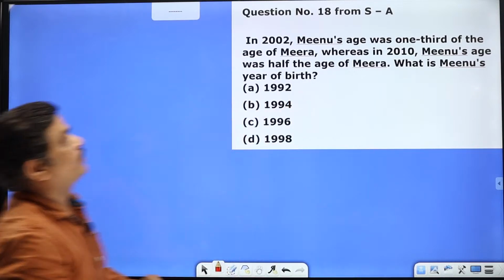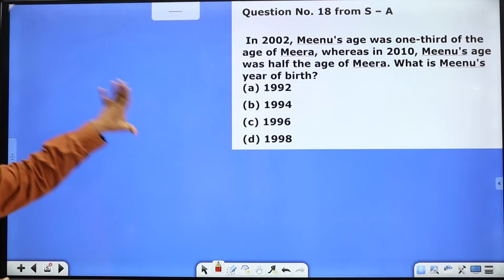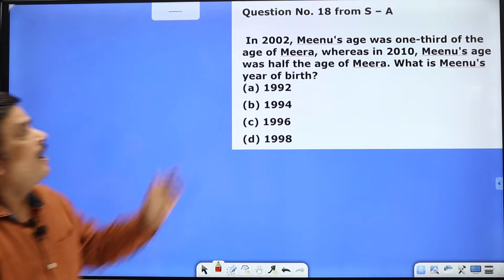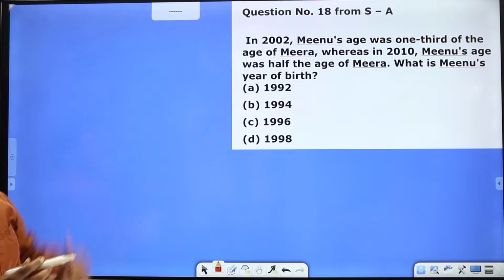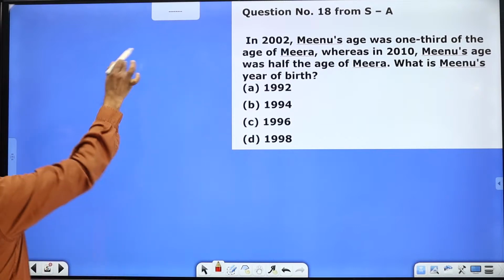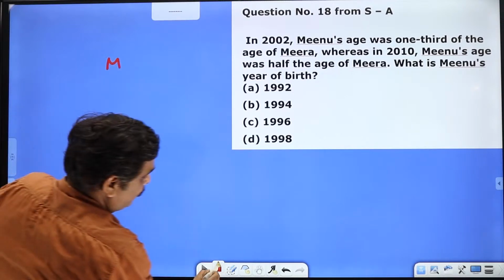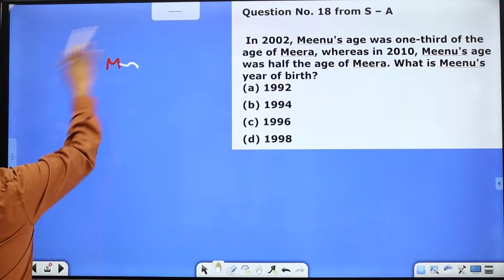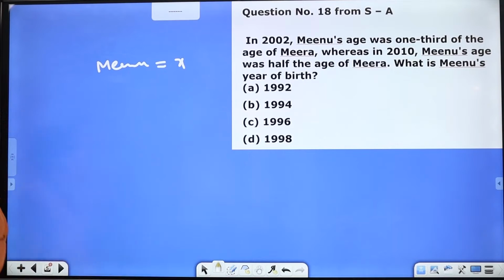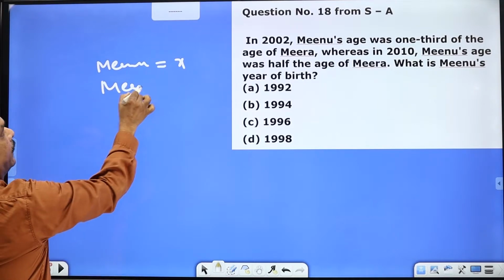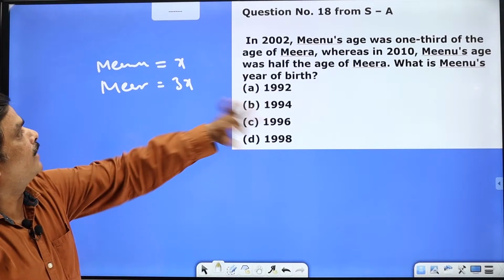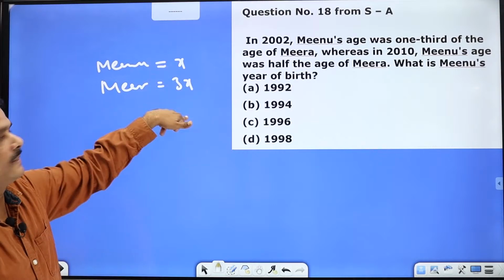Anyway, start the question, students. If you want to do it the mathematical way, using algebra, you can do it in 2-3 steps. Then I'll show you how to go logically. In 2002, Minu's age was 1/3 of Mira's age. What do you mean by this? If Minu's age is, suppose, X, then Mira's age will be 3X. Yes or no? Because they have given that Minu's age is 1/3 of Mira's age. So Minu is X, Mira is 3X.